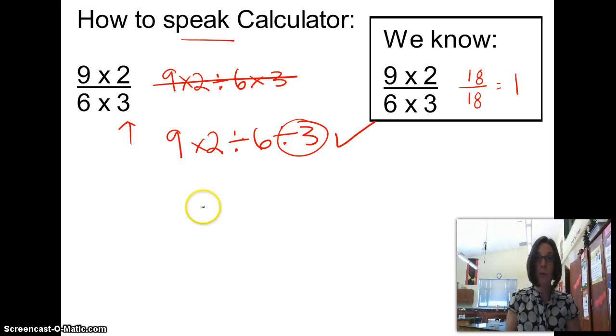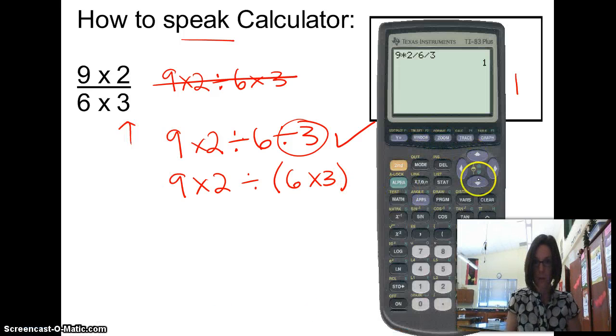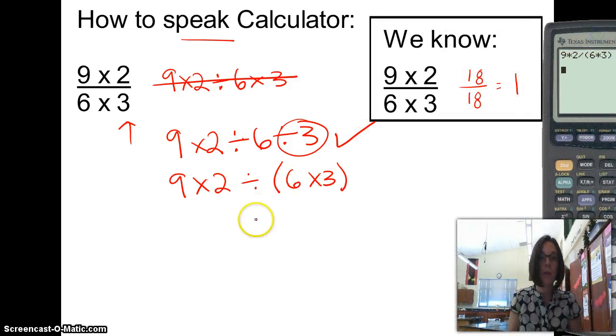You could also use parentheses, but that's extra button pushing. That would be 9 times 2 divided by, and then all of this underneath would be 6 times 3. So if we try that in the calculator, let's clear this off the screen, we would have 9 times 2 divided by, and then parentheses, 6 times 3. And we're going to get 1. So we just have to know how to tell the calculator where the numbers are located.